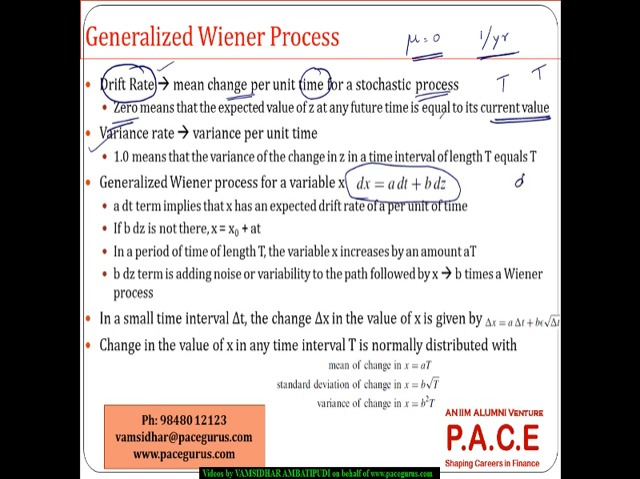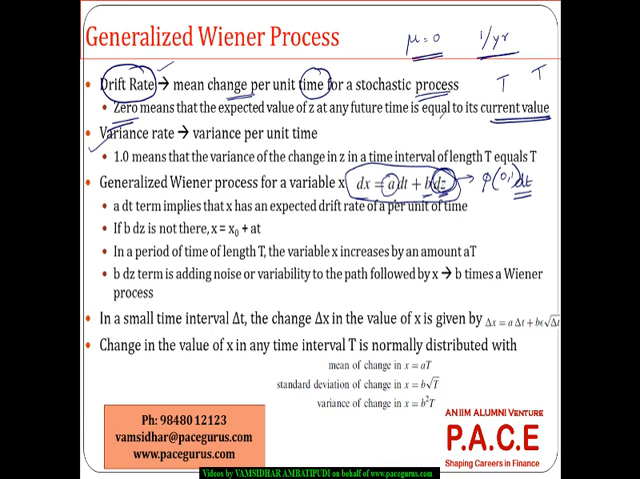If I am assuming a small time period of dt, for each time period dt there is a drift of a, and b times dz. dz is your Wiener process. dz is that Wiener process which follows a standard normal distribution. Now I am multiplying it by b, which means the variance rate is b squared. Now look at it.